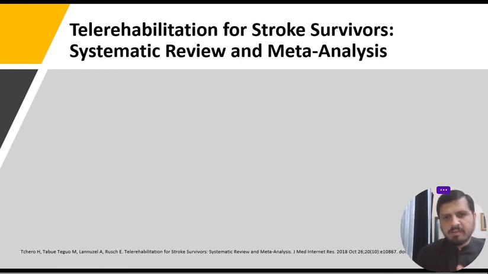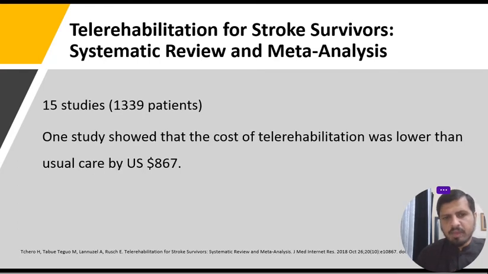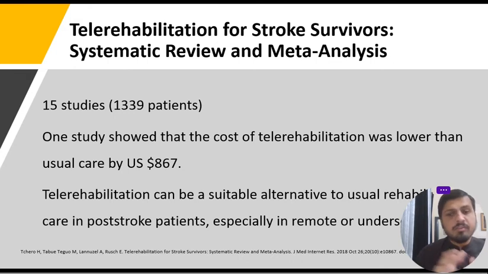Coming to telerehabilitation for stroke survivors, a systematic review and meta-analysis of 15 studies demonstrated that first of all, it reduces the cost. We are going to talk about this later on. But yes, the biggest advantage is that it reduces the cost because there is no traveling involved for the patient and for the family. And telerehabilitation can be a suitable alternative to usual rehabilitation care in post-stroke patients, especially who are located in remote or underdeveloped areas. It is very important for developing countries, because developing countries are not all equal. There might be someone living hundreds of kilometers away from the main rehabilitation center, and for that person, it might not be possible to visit that rehabilitation professional. But if you give them an option to have a teleconsultation, it saves them a lot of time, hassle, energy, and money. And it's going to improve the overall rehabilitation services for that particular patient.